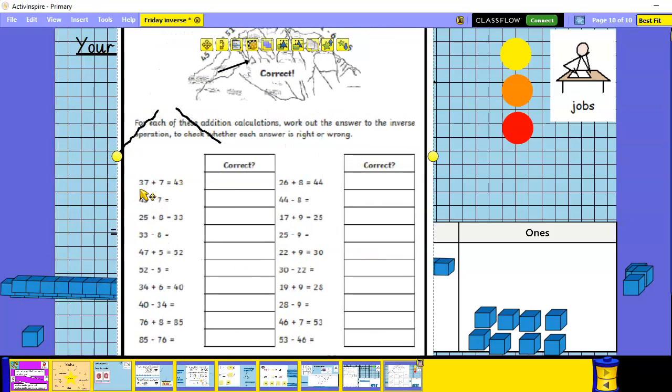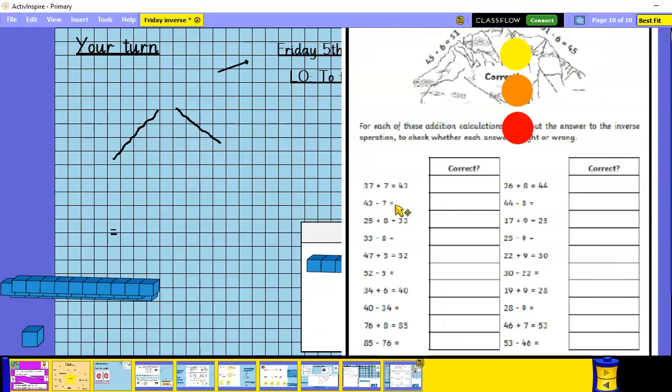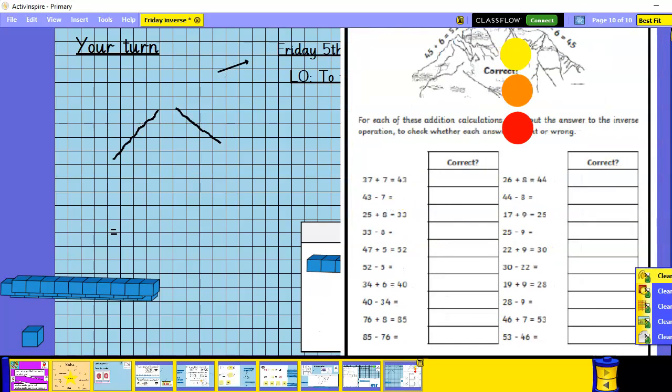It says 37 add 7 is equal to 43. Now that might be correct, it might be incorrect. I'm going to use the inverse to help me find out if it's correct. So 43, take away 7, find what it's equal to. I'm going to do it with a column subtraction. So let me just show you how I would lay this out in my book.